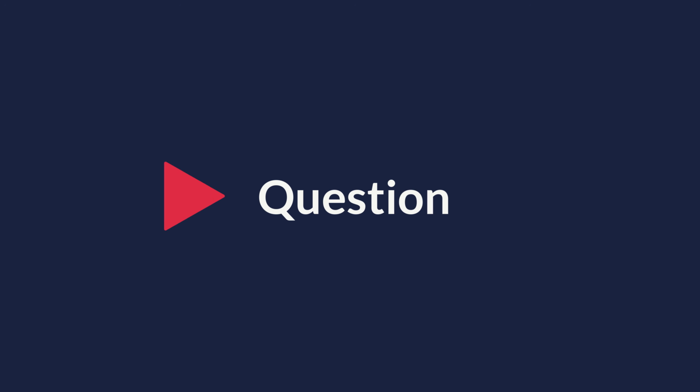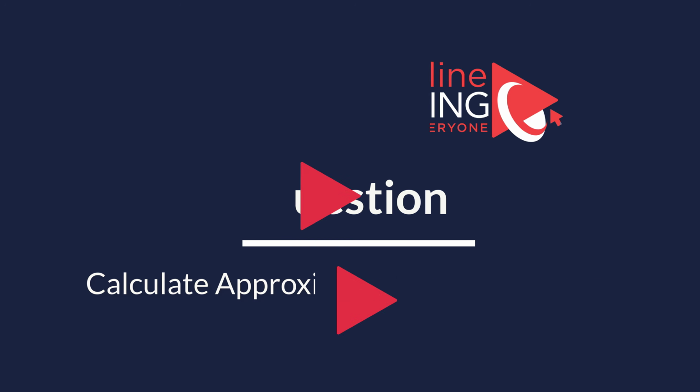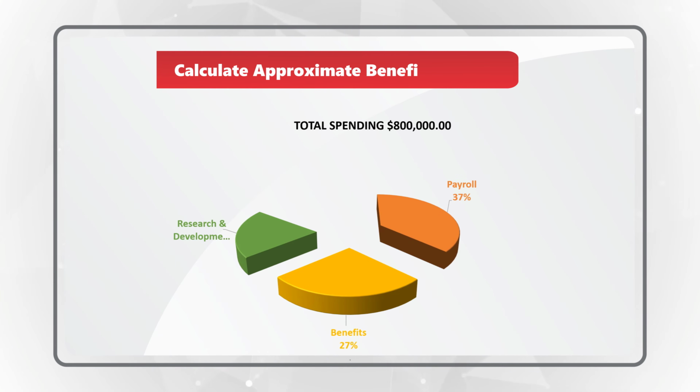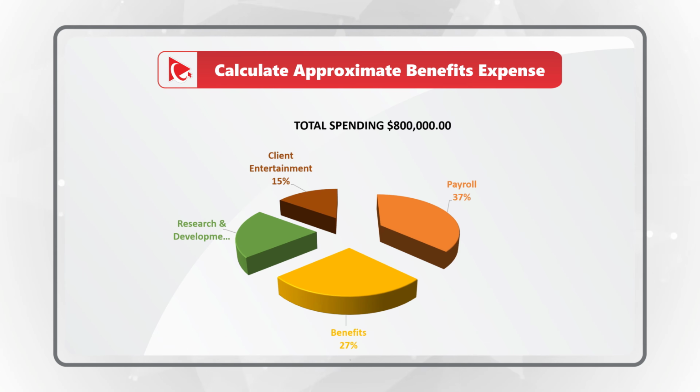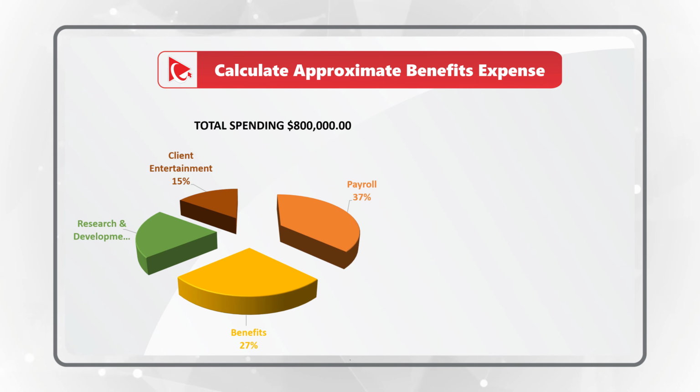Here's an amazing question with unusual twist, which tests your knowledge of the pie charts. You're presented with total spending for the organization, and you need to calculate approximate benefits expense. In addition to benefits expense, you see payroll expense, research and development expense, as well as client entertainment. And your final selection is within one of 4 possible choices.